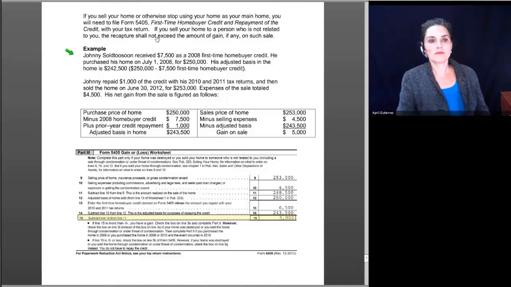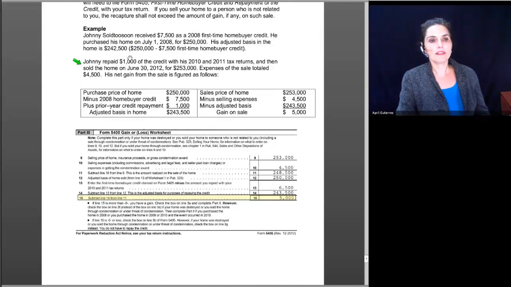Johnny Sold Too Soon received the $7,500 2008 first-time homebuyer credit. He purchased his home on July 1, 2008 for $250,000. His adjusted basis in the home is $242,500 because you take the purchase price and in all of the credits, you reduce the basis in the home by the amount of credit claimed. In this case, $250,000 minus $7,500 gives him $242,500.